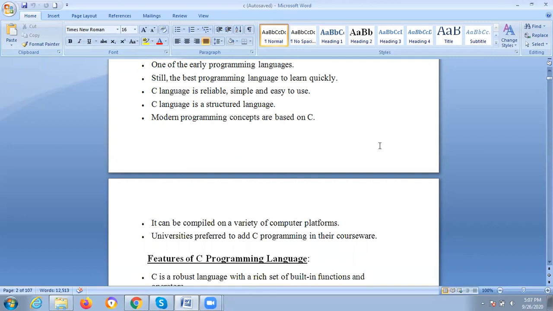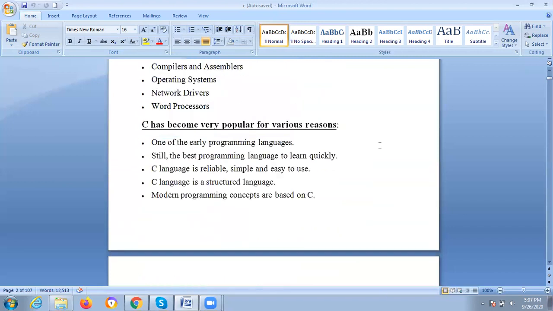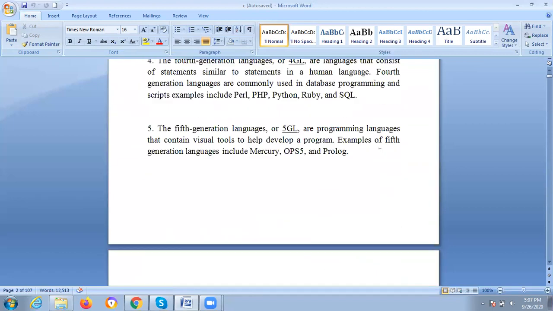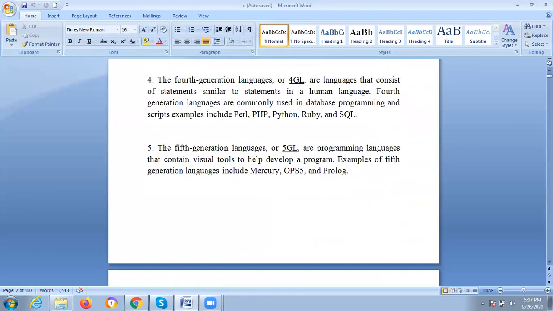What is the difference between platform dependent and platform independent? Platform dependent means whatever code you compile can be run only on that platform. Platform independent means the code you write is not tied to a specific platform and can run on others. Generally, universities prefer to add C programming in their courseware. So C is the base for all programming languages. That's about the introduction part.